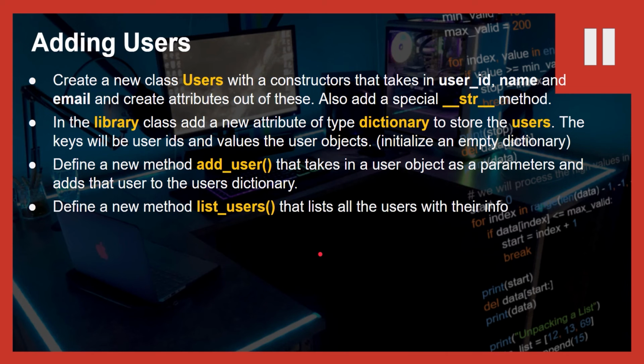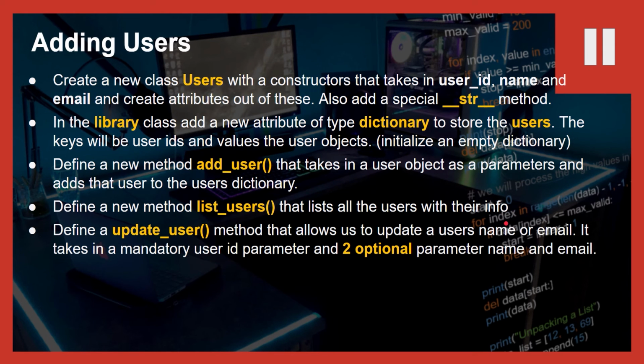Define a new method that lists all the users with their info. Define an update user method that allows us to update a user's name or email. It takes in a mandatory user ID parameter and two optional parameters, name and email.